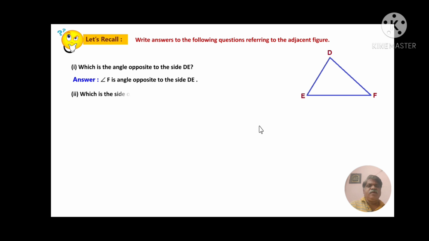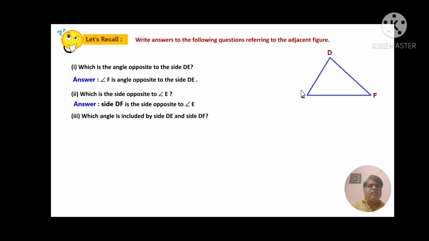Second question, which is the side opposite to angle E? Angle E is this one, and the opposite side here will be DF. So we can answer that side DF is opposite to angle E. Question 3, which angle is included by side DE and side DF? Naturally you get angle D. So the answer will be angle D is included by sides DE and DF.